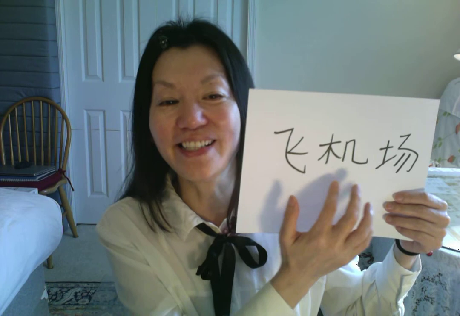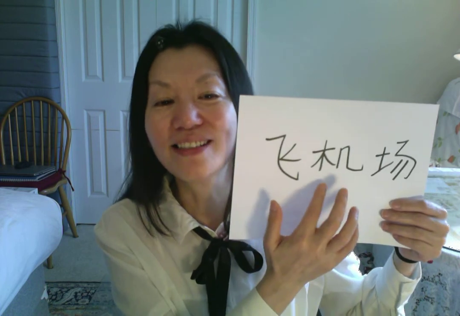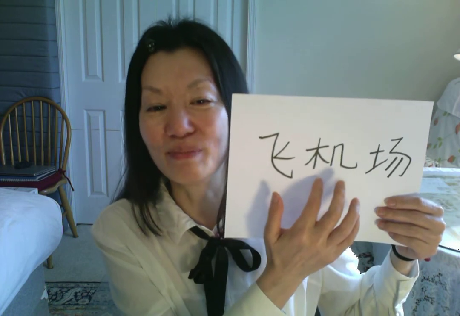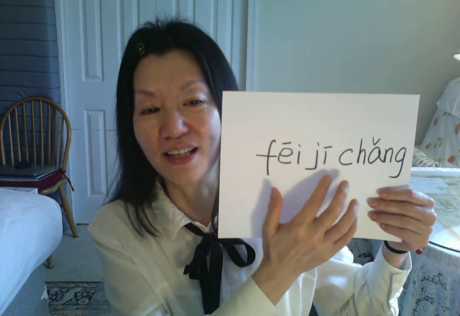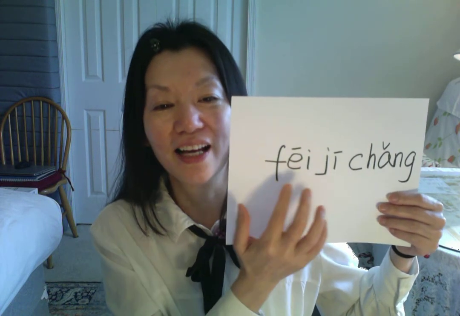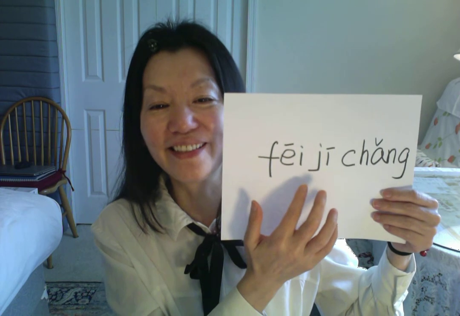Full name, fēijī-chǎng. Short name, jī-chǎng. Informal, very common, jī-chǎng. Or you can say fēijī-chǎng. They all work. Fei, first one. Jī, second one. The third one, chǎng. Fēijī-chǎng.